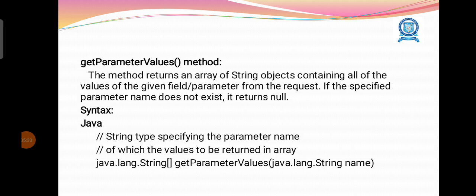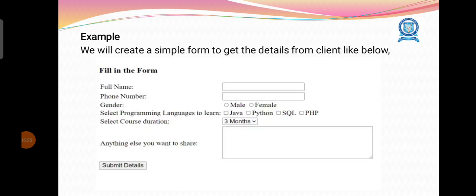java.lang.String[] getParameterValues. Let us see the form example. There will be a form, and the client will fill up the form. In this example, we try to explain how the input data filled by the user, or the client, will be processed by the servlet with the help of get and post methods.